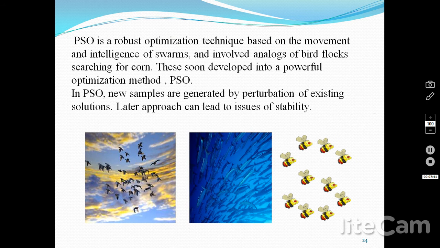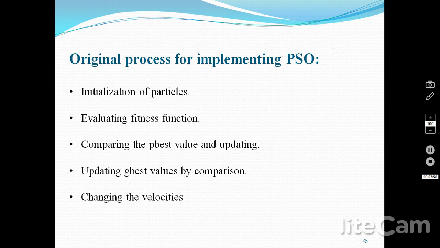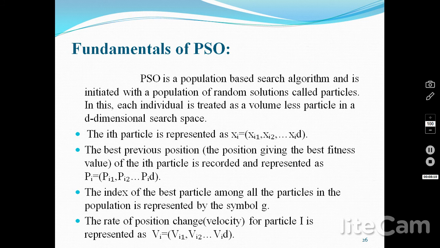PSO is a robust optimization technique based on the movement and intelligence of swarms and involved analogs of bird flocks, fish schooling and foraging. These soon developed into a powerful optimization method, PSO. In PSO, new samples are generated by perturbation of existing solutions. The latter approach can lead to issues of stability. Original process for implementing PSO: initialization of particles, evaluating the fitness function, comparing the p-best value and updating the g-best values by comparison, and changing the velocities.